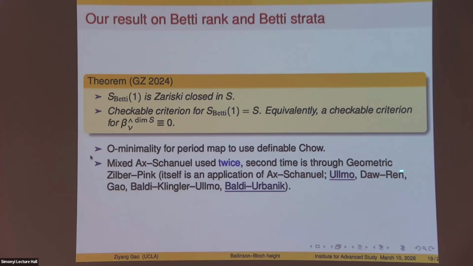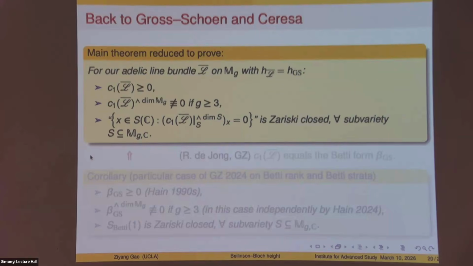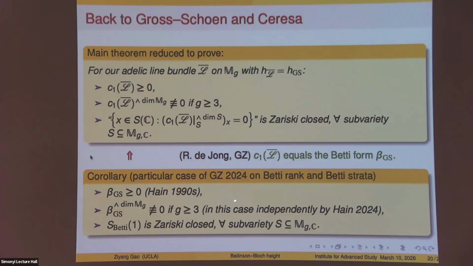Probably I should emphasize that these first proofs all follow from a preprint of Ullmo, which uses O-minimality, so no effective results. But the proof by Urbanik is different. So they have some effectivity results for this geometry over Pink. Okay. So then actually we will have this corollary of our theorem applied to the Gross-Schoen case.